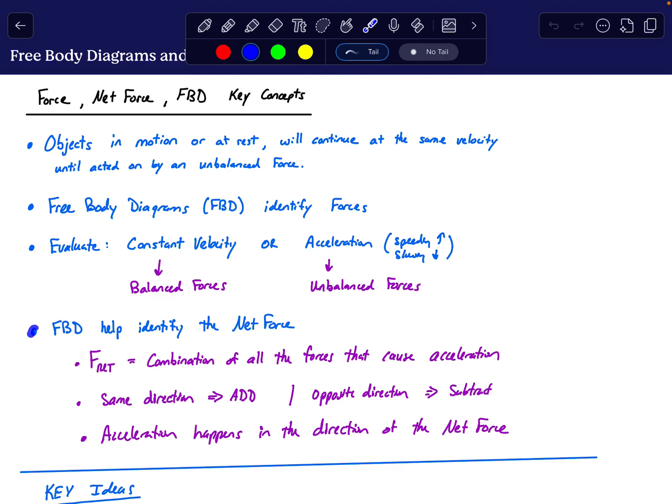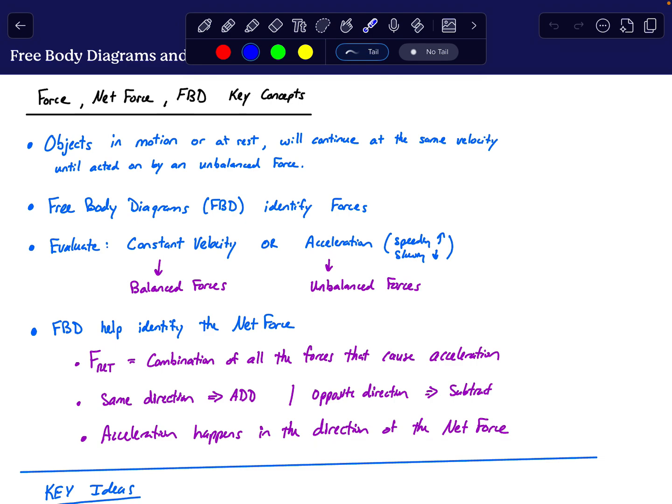Now, free body diagrams can help us identify the net force. When we think about net force, remember it's a combination of all the forces that cause accelerations to happen. So when we have an unbalanced force, we have a net force. If the forces are in the same direction, we'll add those together to create our net force. If the forces acting on an object are in the opposite direction, we'll subtract to find our net force. And acceleration always happens in the direction of the net force.